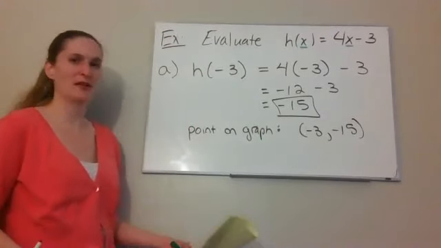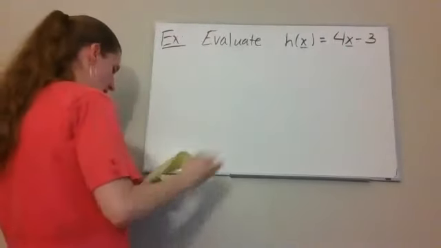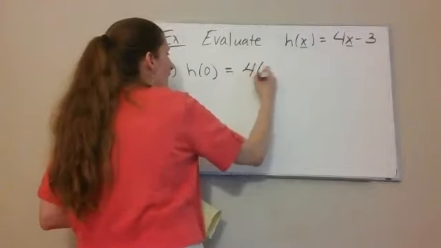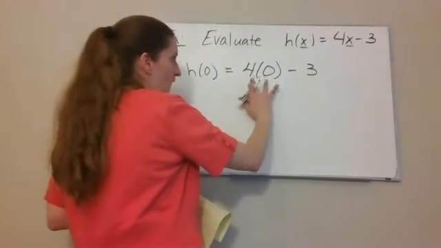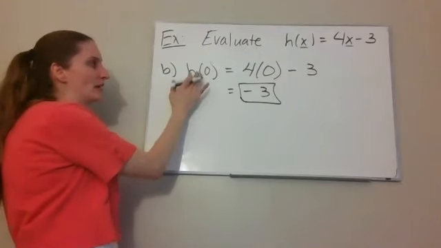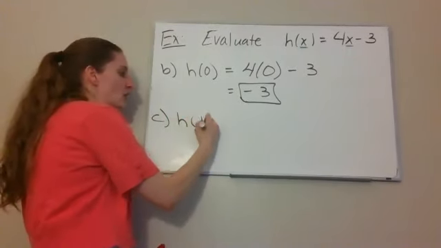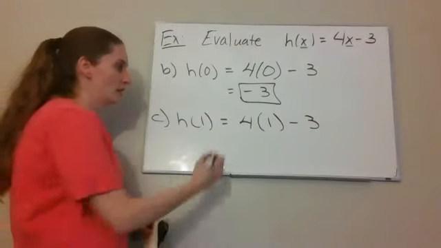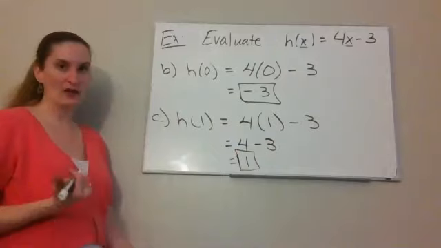Let's just do another couple just to make sure we remember that this is not multiplication. All right, let's do h of 0. So remember, this just means everywhere you have an x, you're now going to replace it with a 0. So I get 4 times 0 minus 3, which of course is 0 minus 3, or negative 3. This means that we have a point 0, negative 3 on the graph of this function. One last one for practice, h of 1. And again, this just means replace every single x with a 1. So I get 4 times 1, which is 4, minus 3, and I get an answer of 1. My y value, or my output, is 1.